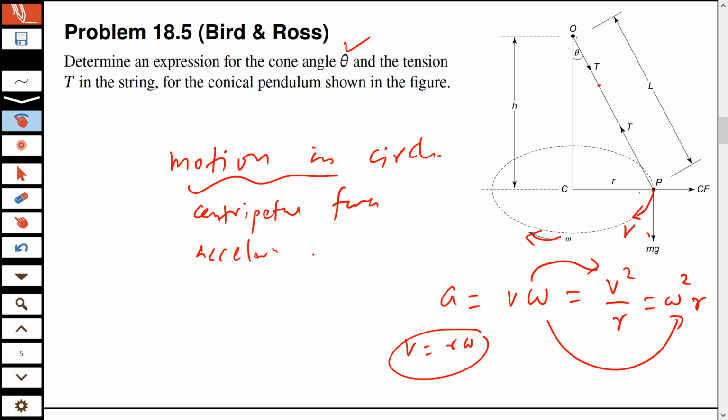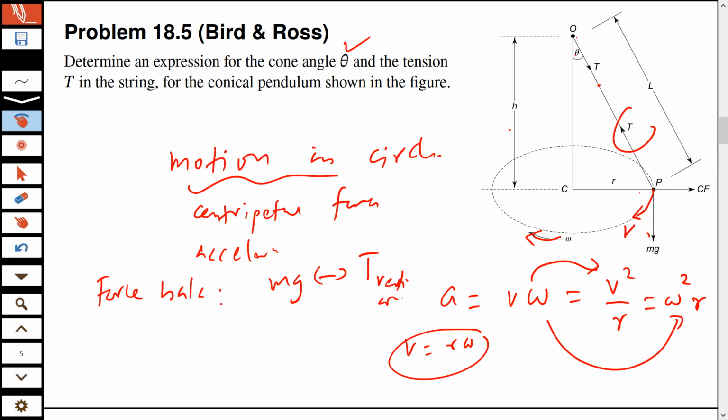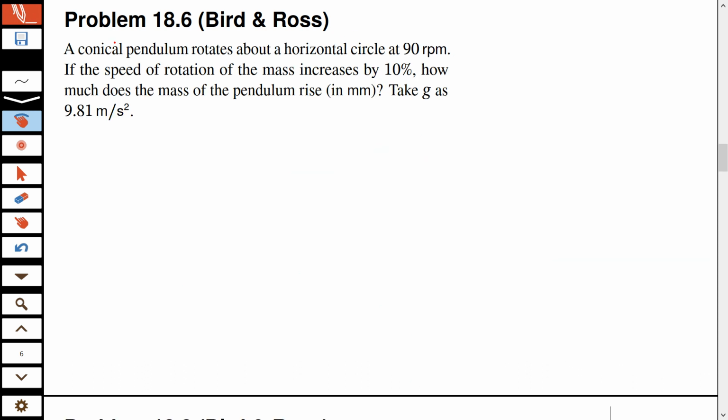And of course the force balance can be established between mg vertical force और जो t आपका ये t है इसका vertical component आ जाएगा, तो t का जो vertical component है, उसमें sin theta cosine theta आ जाएगा इसमें. So that way you can solve this problem as well. Now, if you solve that problem, let's say you work out all the expressions for the cone angle and the tension, you can use those expressions to solve this problem then, okay? Because this is a problem based on that diagram.